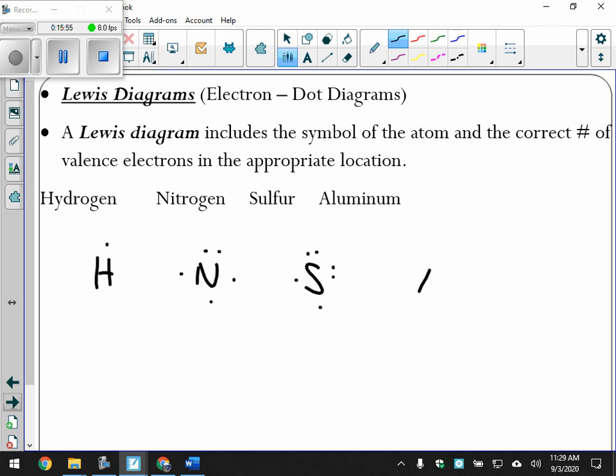Aluminum. Again, if you're not sure, well, 2, 8, it's 13 protons, 13 electrons. 2, 8, and then 3. Yes? Or count: 1, 2, 3. That's a Lewis diagram. Only valence electrons. That's it.